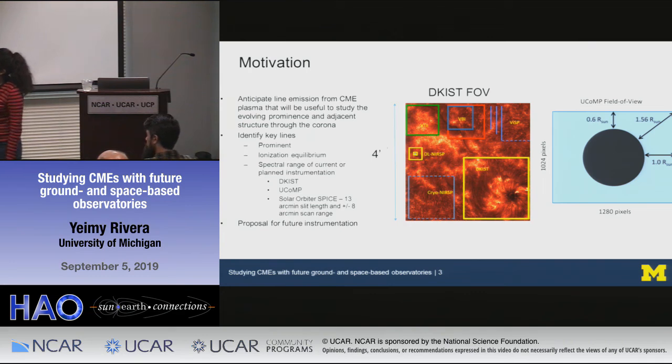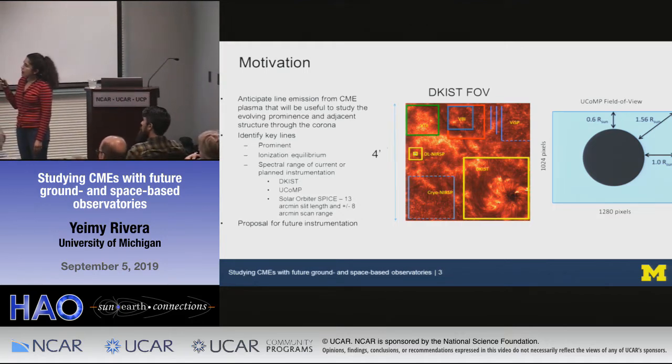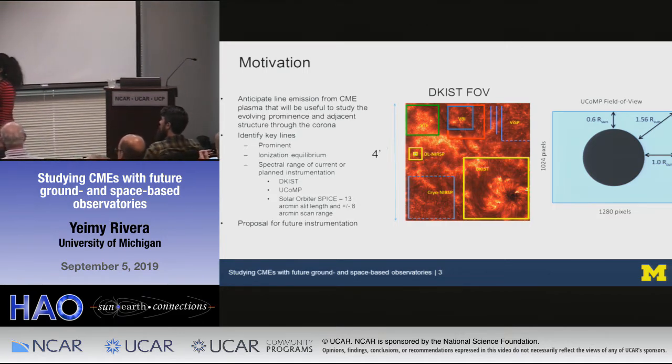So what we wanted to do is be able to anticipate the line emission of the CME from the different plasma components of the CME, the prominence and adjacent structure, as it accelerates and expands in the corona. And we not only want to look for lines that are bright, but we also want to anticipate which ions will remain in ionization equilibrium throughout the evolution that we're considering. We're actually looking out to about 2 solar radii, or we're testing lines out to that height.